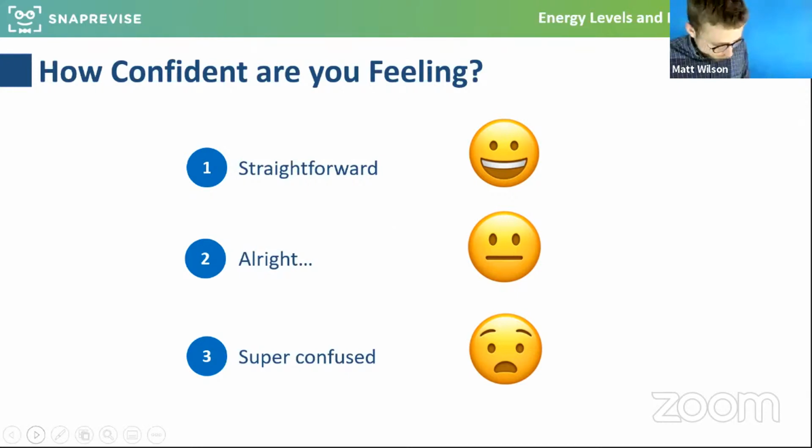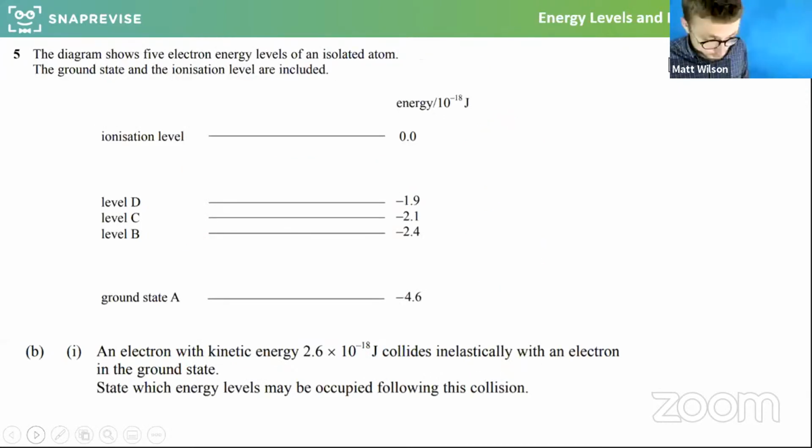Let's have a go at some questions. So the diagram shows 5 electron energy levels of an isolated atom. The ground state and the ionization level is infinitely far away apart. Okay. BI. An electron with kinetic energy 2.6 times 10 to the minus 18 joules collides inelastically with an electron in the ground state. State which energy levels may be occupied following this collision.